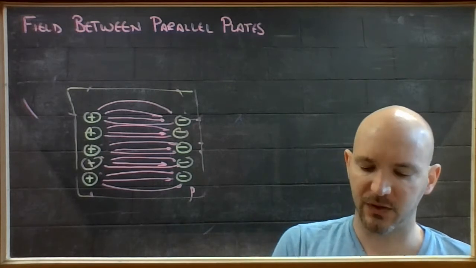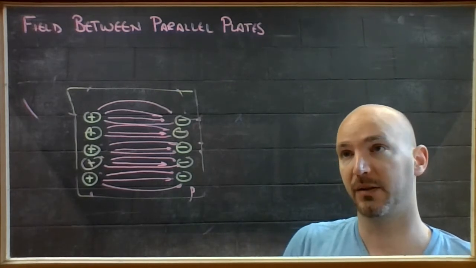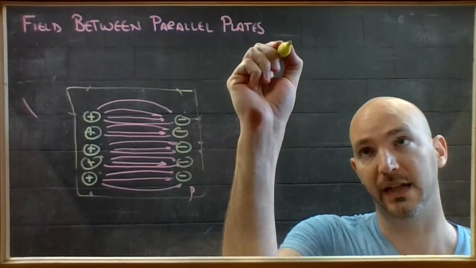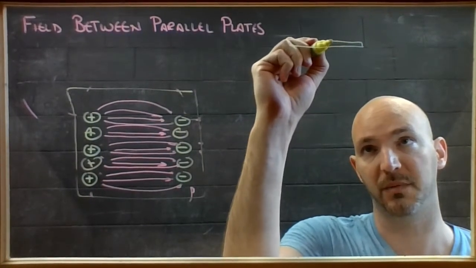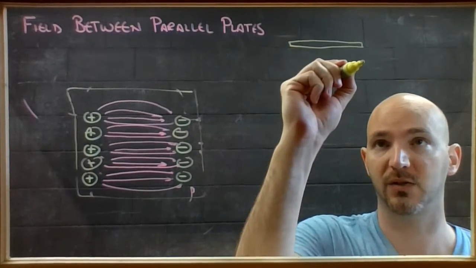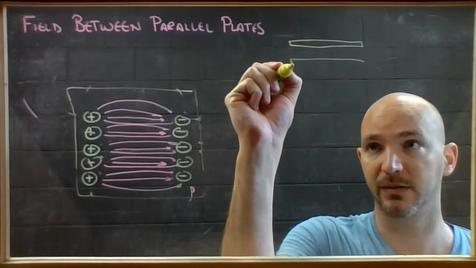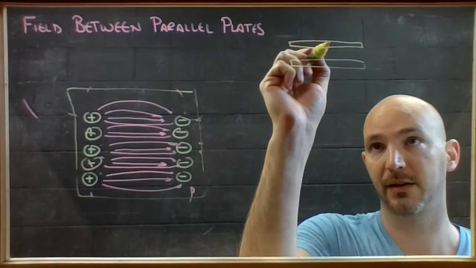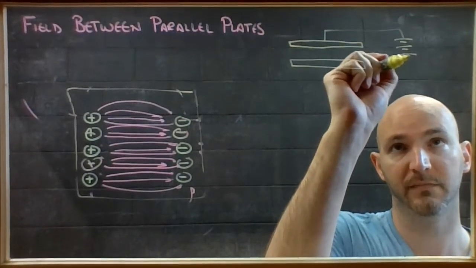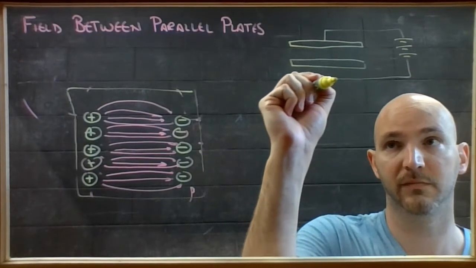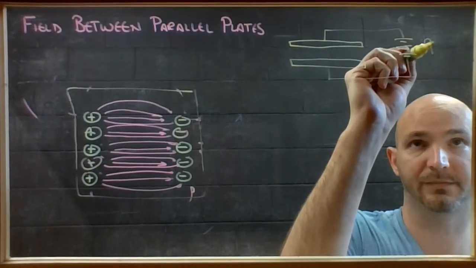So I'm going to give you a different diagram. I'm going to draw a steel plate. Well, it doesn't have to be steel, it's just a conducting plate. Maybe copper would be better. And I'm going to draw another plate like so. And I'm going to attach it to a 9-volt battery. Like so.